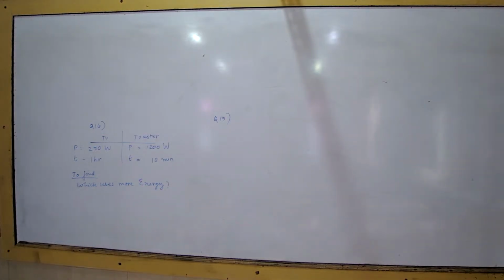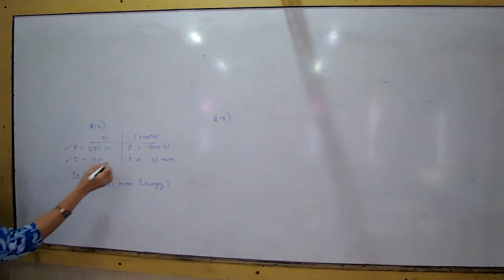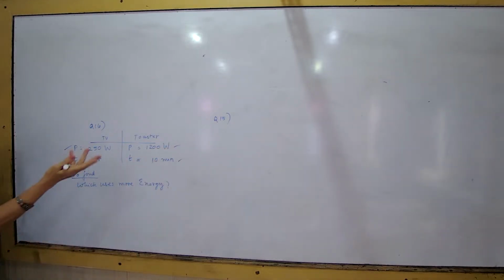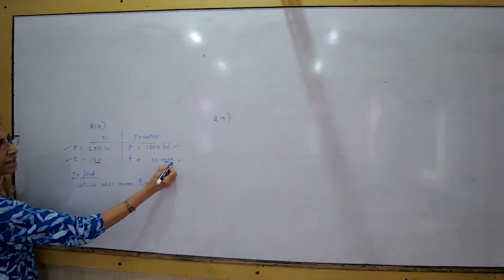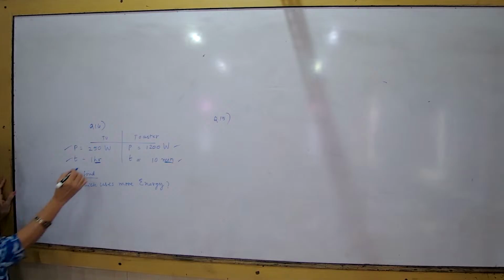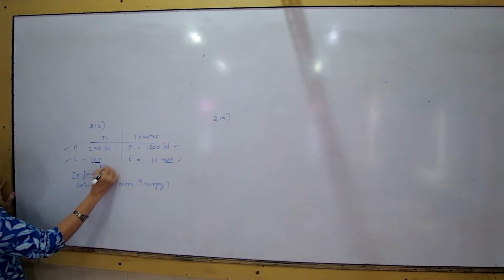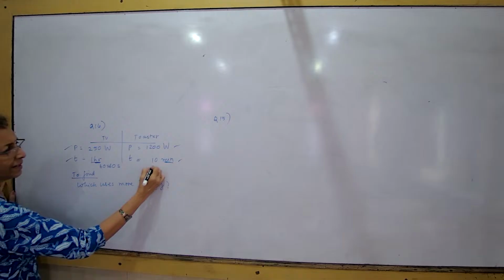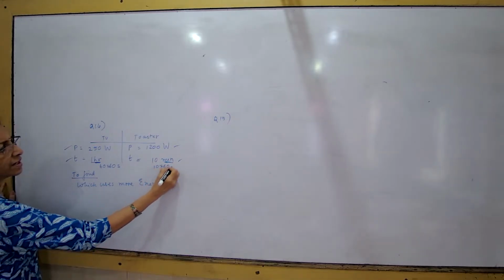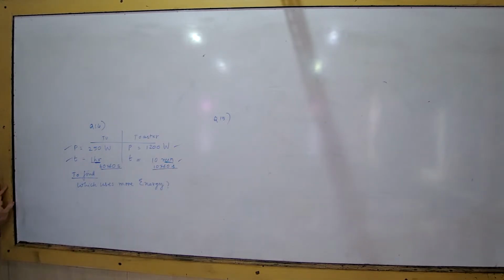So what's your formula for energy? Energy is equal to what? P into T. Yes. So you have P, you have T, find out energy here. Similarly, P and T you have, find out which is what. And T should be in seconds. Right? This is in hour, this is in minute. Make sure that you are converting it into seconds. So this hour, it will be 60 times 60 seconds. Here it will be 10 minutes times 60 seconds. This is what you are going to use. Come on, do.